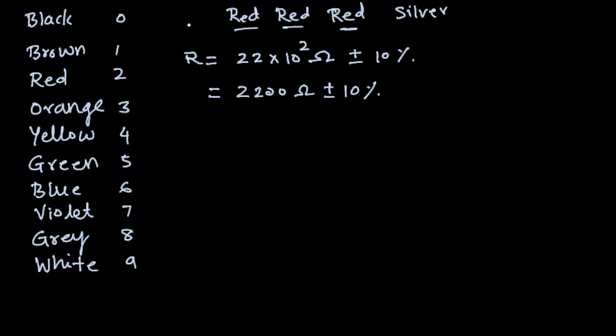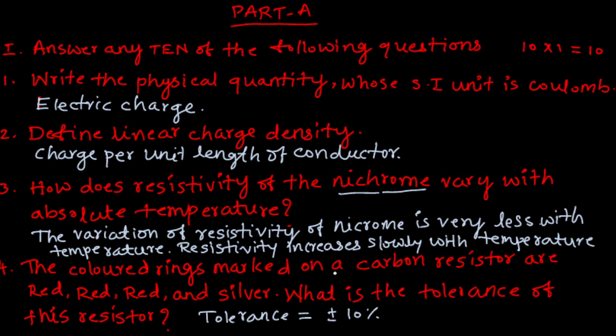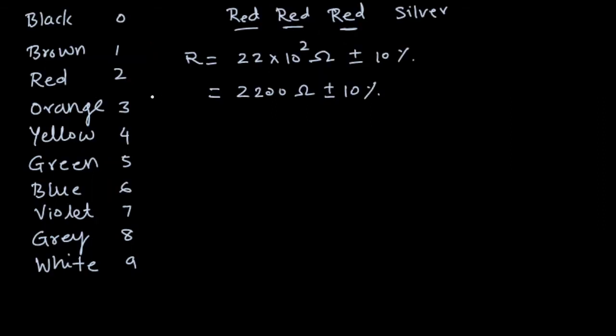But this is not required. Here they have asked only tolerance. Tolerance is indicated by the fourth color. Your fourth color is silver, therefore tolerance is plus or minus 10%. So you should write only this much. This I gave you for your information.